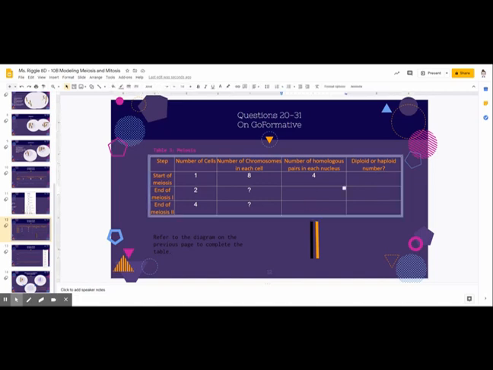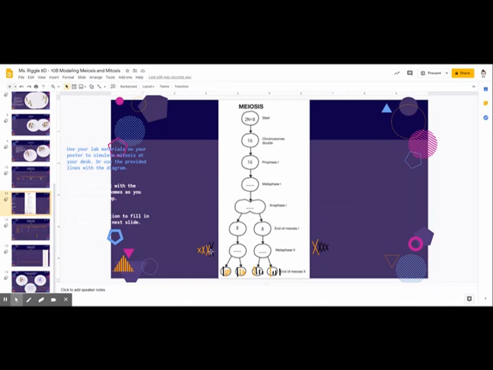How many are there at the end of meiosis 1? Well, every one of these little X's is 1 homologous pair. And how many did we have at the end of meiosis 1?